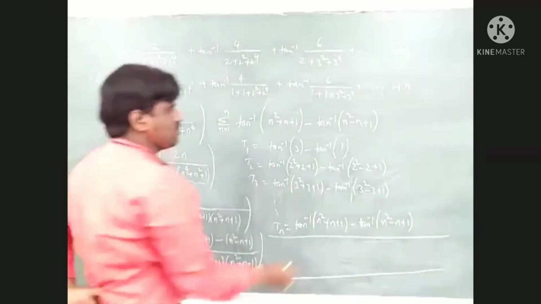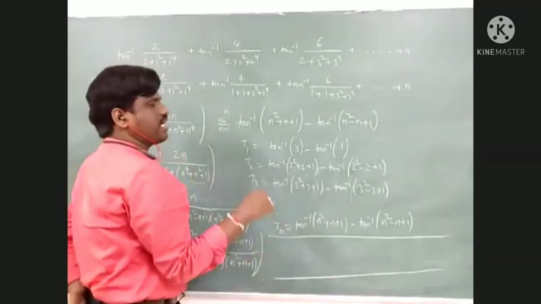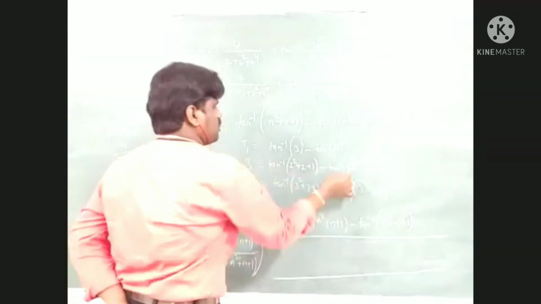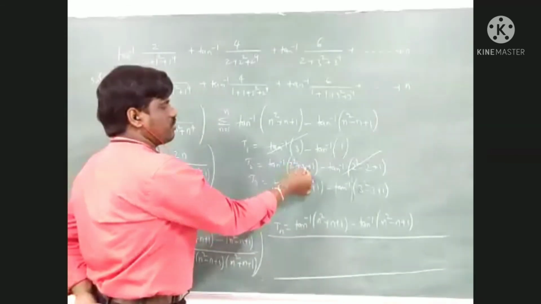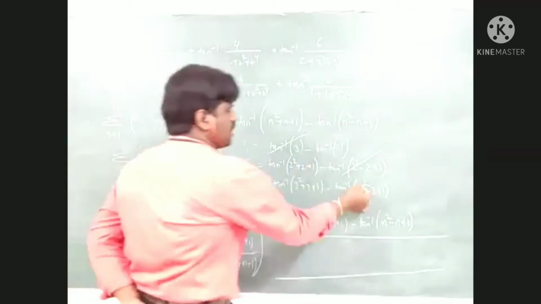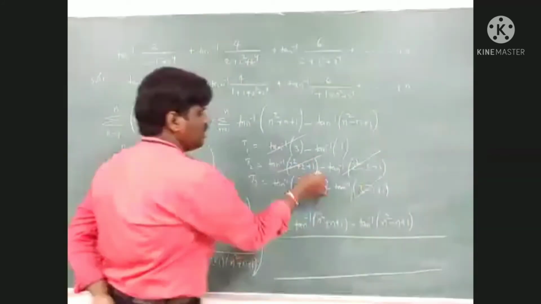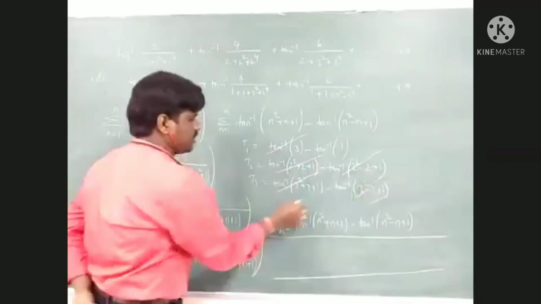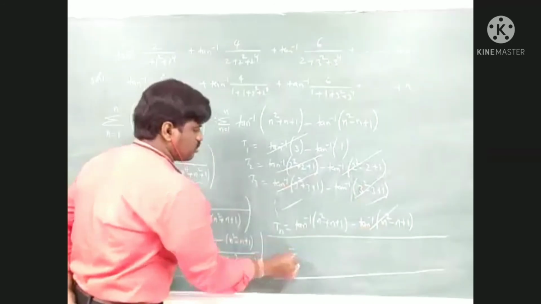So you see this, what happened? 2 square is 4, 4 plus 1, 5. 5 minus 2, 3. So this cancels out. And here 2 square is 4, 4 plus 2, 6, 6 plus 1, 7. Here 9, 9 plus 1, 10, 10 minus 3, 7. So this one will cancel, and this one will cancel. What is left here? Summation of this total.